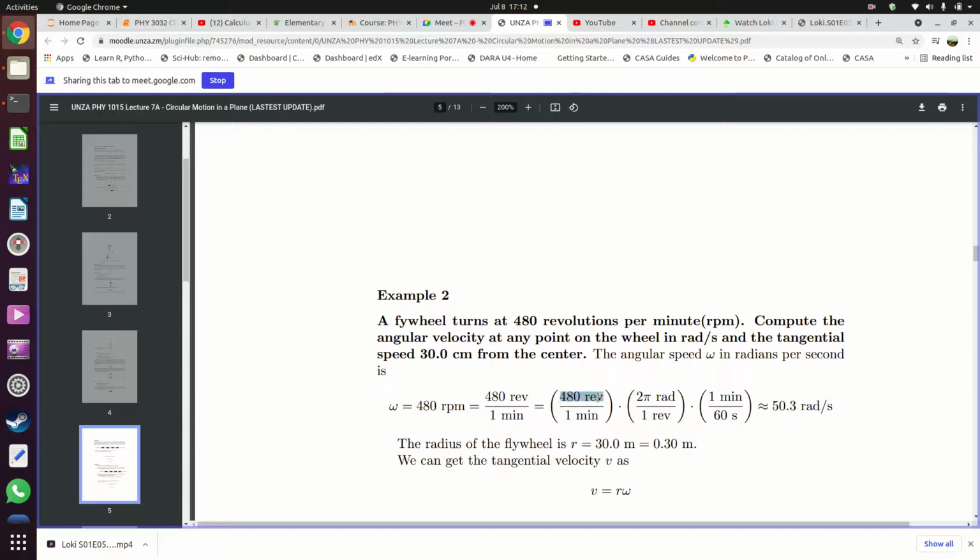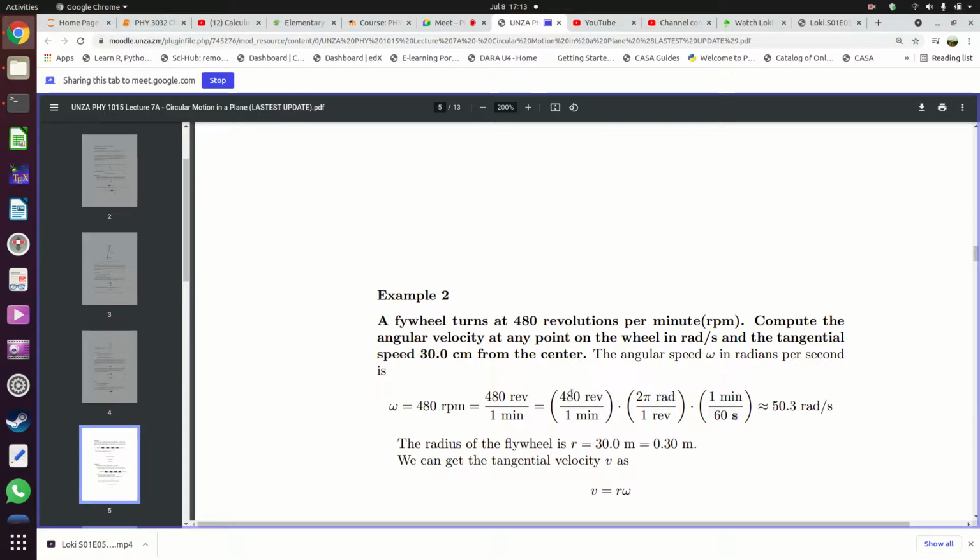It's going to be 480 revolutions divided by 1 minute, multiplied by 2 pi radians divided by 1 revolution. So this revolution will cancel out this revolution. Then you have 1 minute divided by 60 seconds. So this minute here will cancel out this 1 minute here. When you multiply like this, you get rid of the revolution, and you also get rid of the minute. So the only units left are radians and seconds.